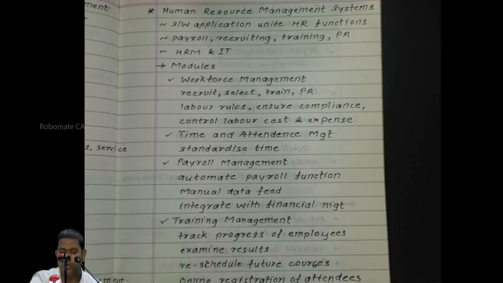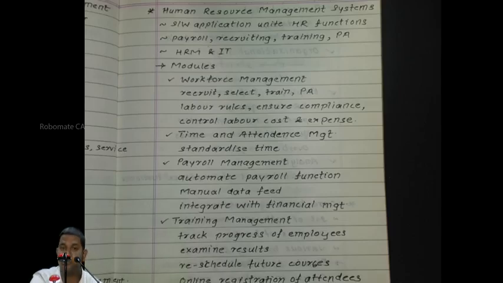Then the payroll management, that is the automated payroll function. You need not sit and calculate. Once the basic salary and the other parameters are given, it will be automatically calculated. Whether the person is attending, that is his attendance, may be manually fed. Every day the attendance is marked, present or absent. And this data, because salaries are one of the important and bigger expenses of the organization, has to be reported to the top management, which they will integrate with the financial management.